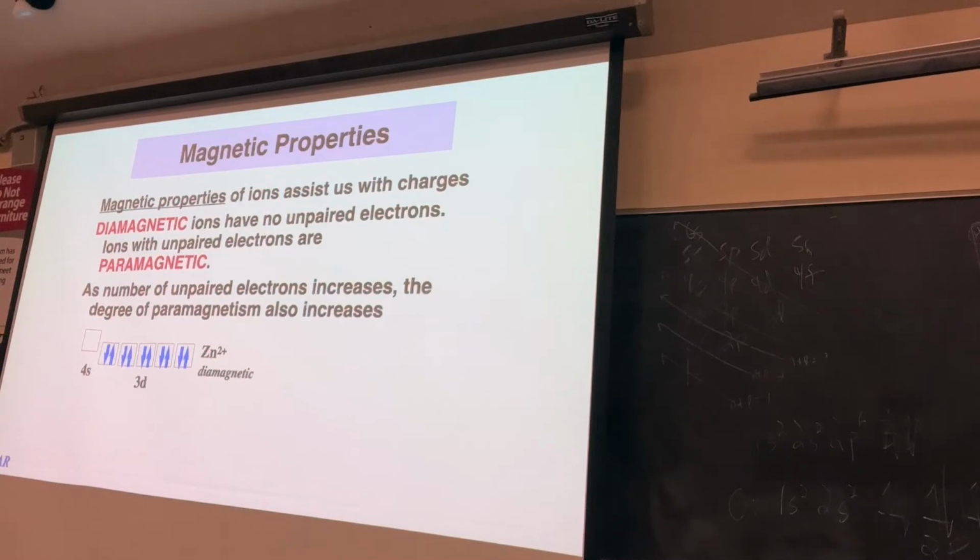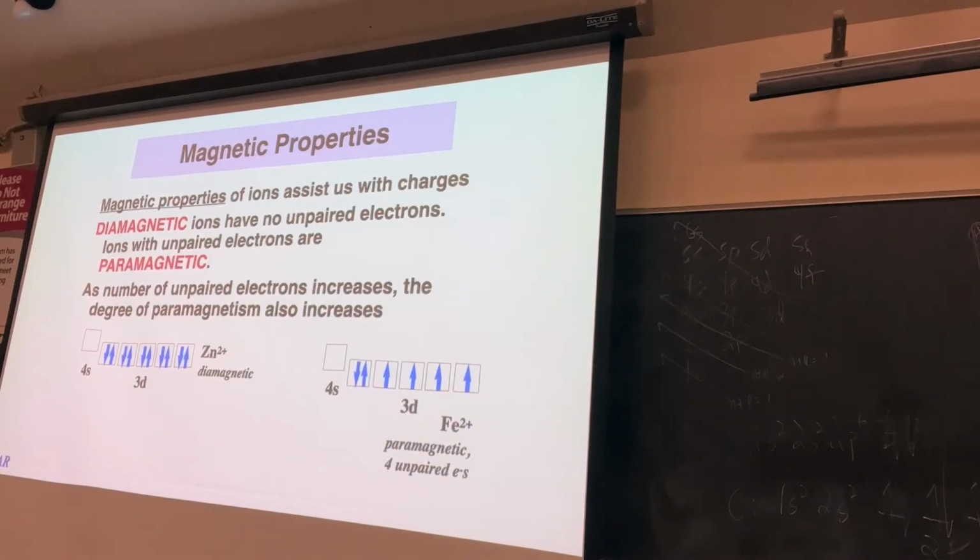Magnetism is a big part of transition metals, lanthanides, and actinides, and knowing how many electrons are there becomes really important. Now, neutral zinc has 4s2, 3d10, but for zinc plus 2, you lose those two 4s electrons and you just have 3d10. Zinc positive 2, every up is a down, so that would be a diamagnetic ion.